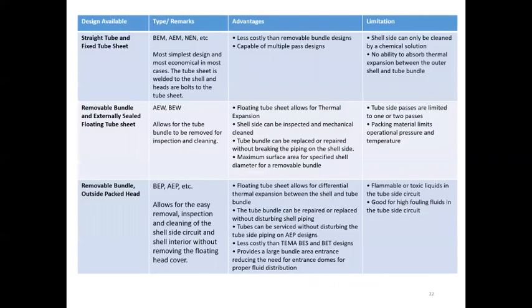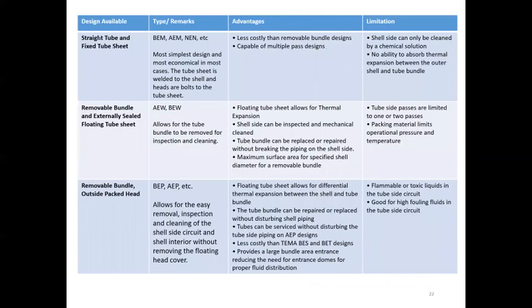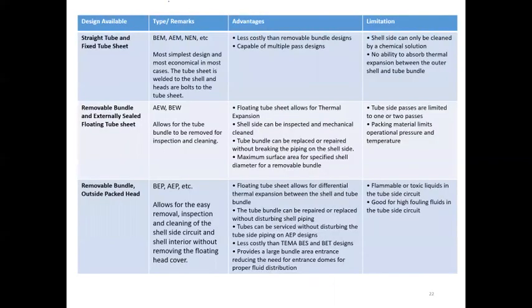Okay, maybe I can go through in detail about each classification. For example, if we have a design of a straight tube and fixed tube sheet, so we can use the BEM, so combine BEM, and we can add the AEM, NEM, and etc.